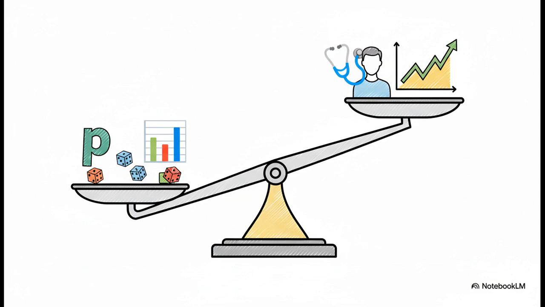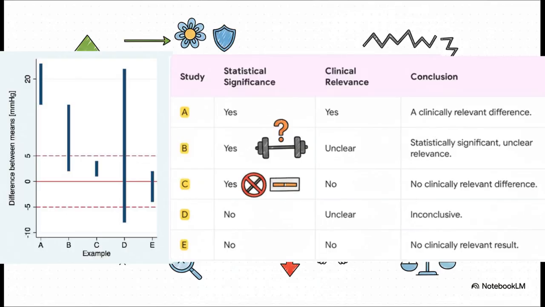You could have a massive study that finds a drug lowers blood pressure by 0.1 mmHg, and it could be statistically significant, but no doctor on earth would care. That's the crucial difference. This slide is just brilliant. It lays out all 5 possible scenarios.